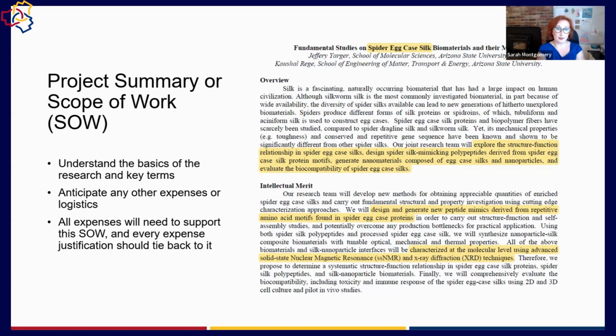So in this case, you're also going to look for any other expenses that might pop up that weren't included in the budget or justification. So in this case, the scope of work mentions that they're going to characterize spider silk using NMR and XRD techniques. So I'm going to expect to see facility usage charges in the budget. Next, please.